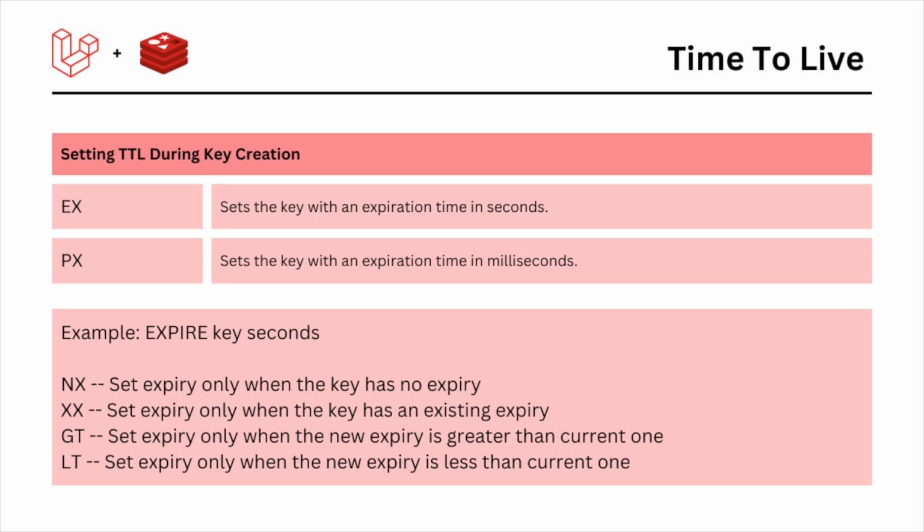And for the expire command there are four options: NX, XX, GT and LT. NX will set expiry only when the key has no expiry, and XX will set it when the key has an existing expiry. GT is for greater than, meaning the new expiry is greater than the current one. LT is when the new expiry is lesser than the current one.